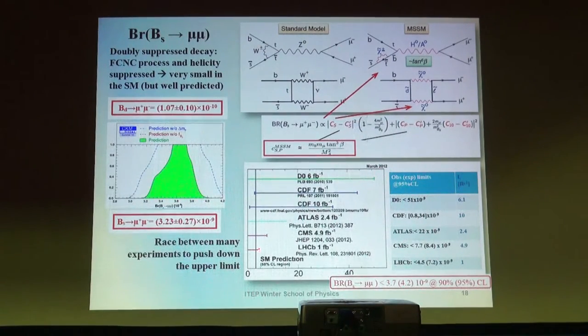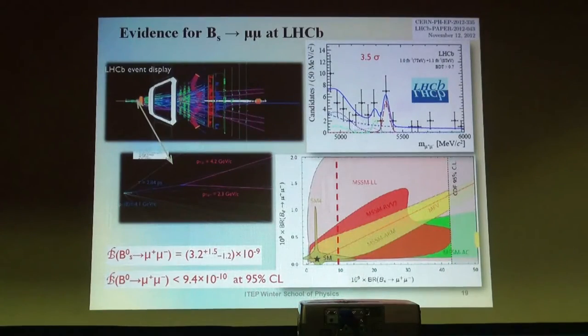And LHCb last year published the result where the upper limit is very close. And quite recently, they showed the result where they have evidence for this signal. And let me stress again, this is the lowest ever measured branching fraction. It's about 10 to the minus 9. So they see this signal.